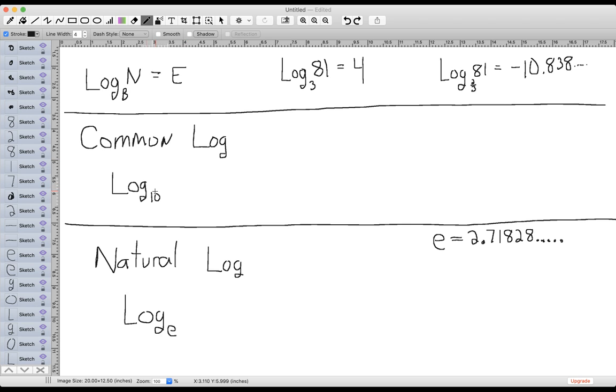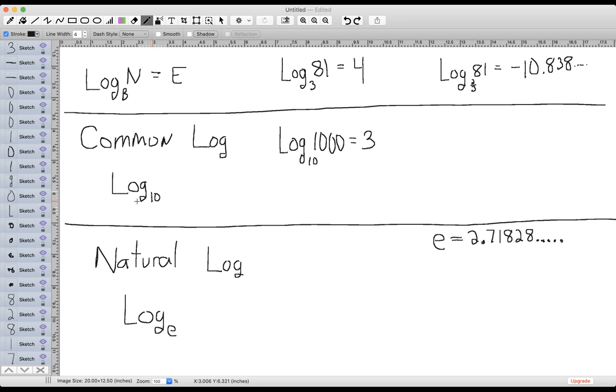That's the common log, log base 10. Now, think about this, log base 10. If I give you log base 10 of 1,000, hopefully you'll take a pause and take a minute and see if you can figure out what that is. But that is, hopefully you paused and figured it out on your own, it's 3. Because 10 times itself 3 times will equal 1,000.